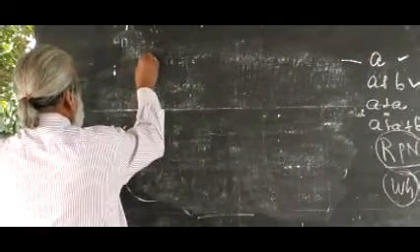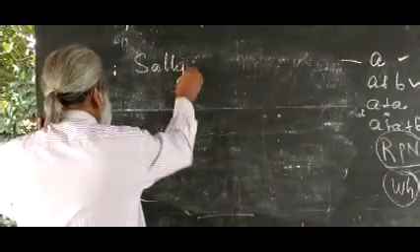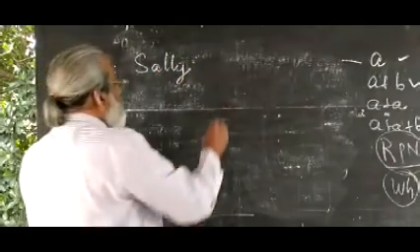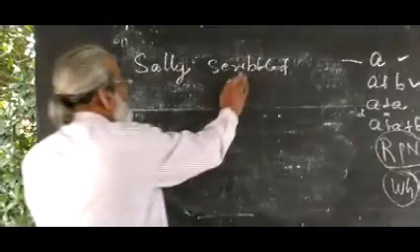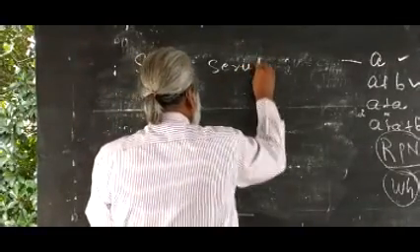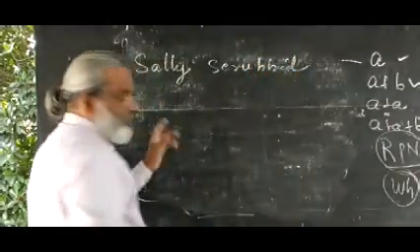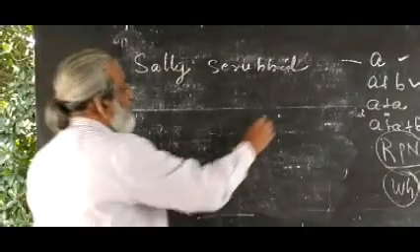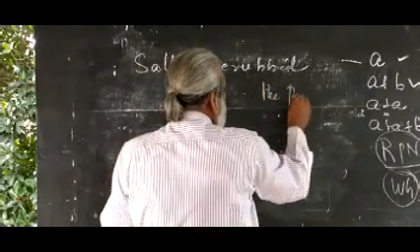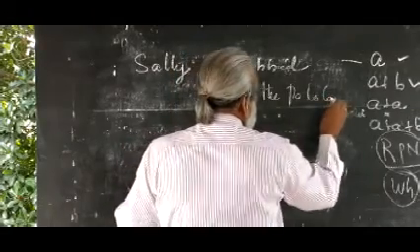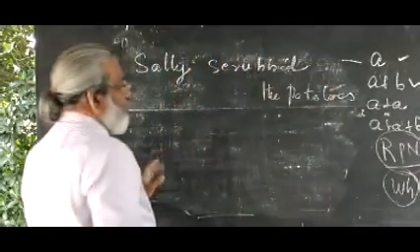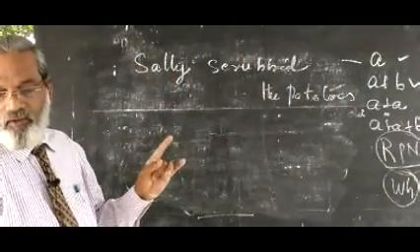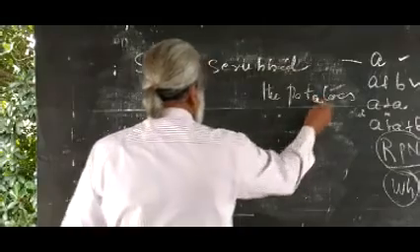All right. Now the same one given, Sally. It's the name of a girl. All right. Scrubbed. It is given scrubbed. Sally scrubbed the potatoes. Potatoes. Here are potatoes.